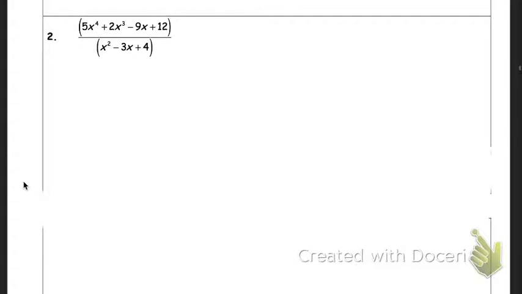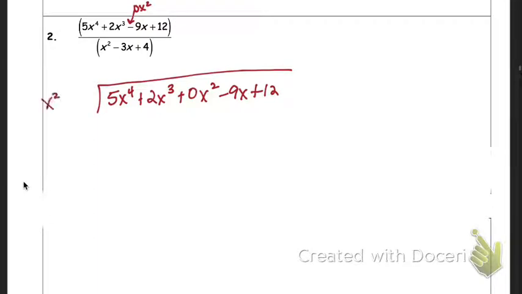Okay, so this is exactly the same thing as the previous one, just written a different way. Writing it as a fraction is the same thing as asking to do the top divided by the bottom. And then also, whenever you have a missing term, so for example, we're missing the x squared term, you use it with a coefficient of 0 as a placeholder. So that's 5x to the 4th plus 2x cubed plus 0x squared minus 9x plus 12 divided by x squared minus 3x plus 4. So again, what times x squared is going to give me 5x to the 4th?